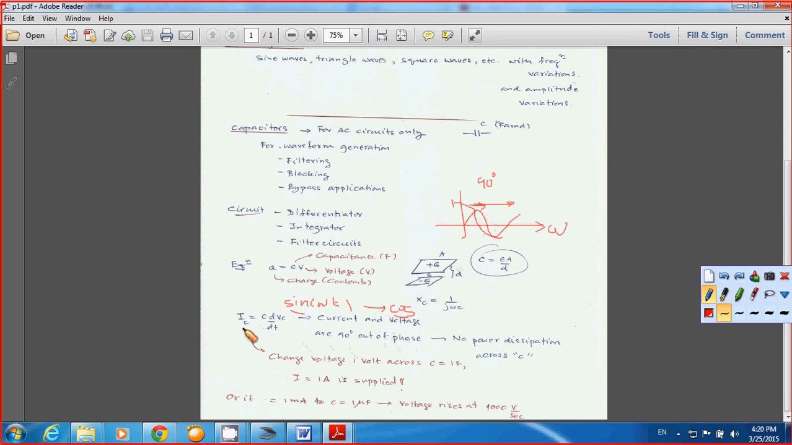So that's why, when you differentiate the voltage, for example a sinusoidal function, you get a cosine function. So the current will have a phase difference of 90 degrees, and it becomes a leading phase by 90 degrees when you compare it to the voltage.